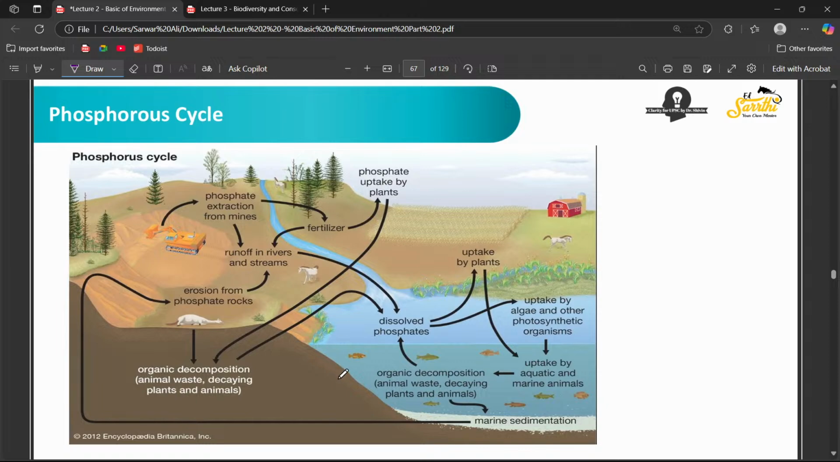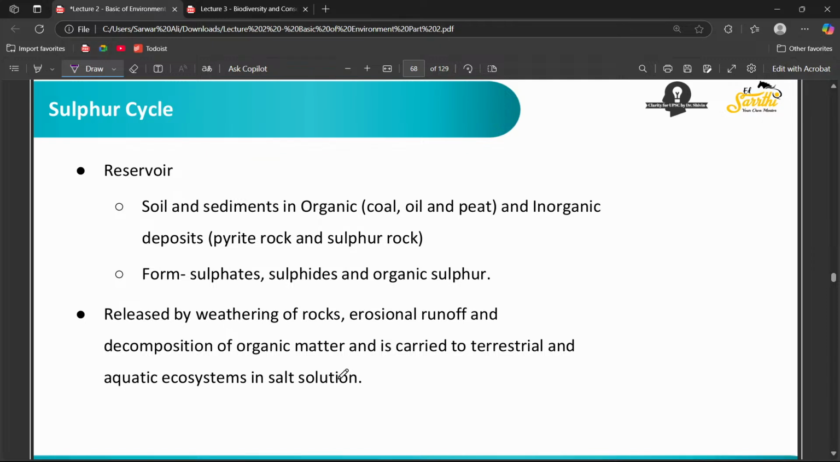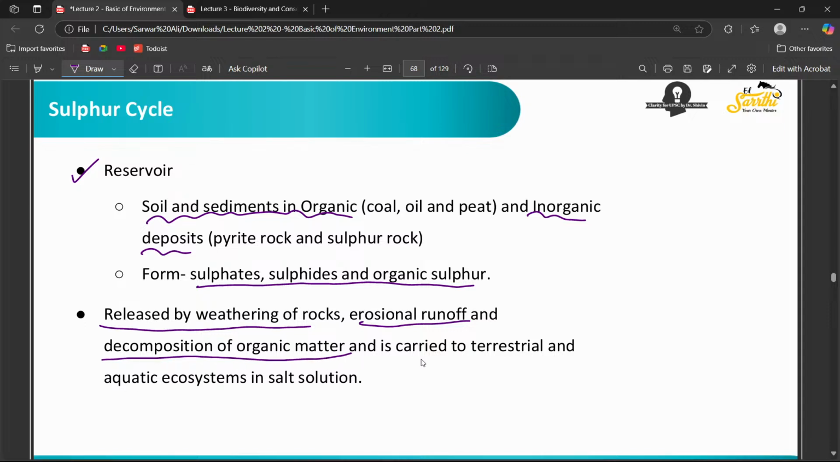Phosphorus cycle. This is again an image that you can later understand on your own. Sulfur cycle. The reservoir is soil and sediments, in organic and inorganic deposits forming sulfates, sulfides and organic sulfur, released by weathering of rock, erosional runoff and decomposition of organic matter, and carried to terrestrial and aquatic ecosystems in salt solution.